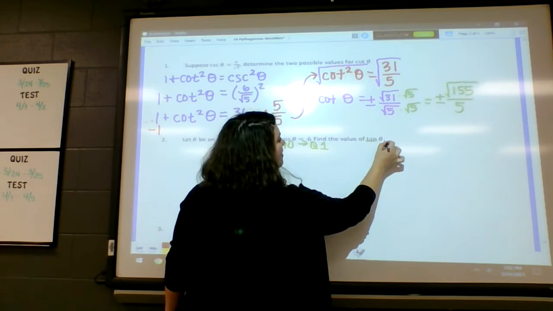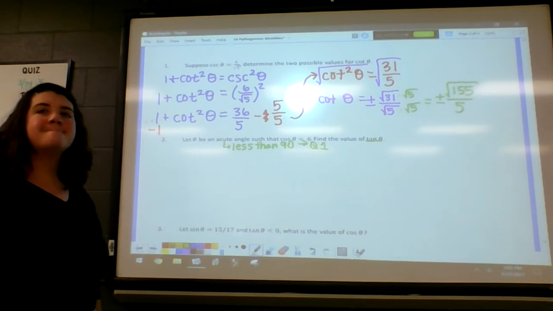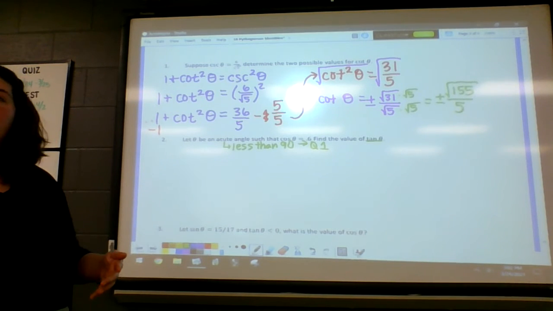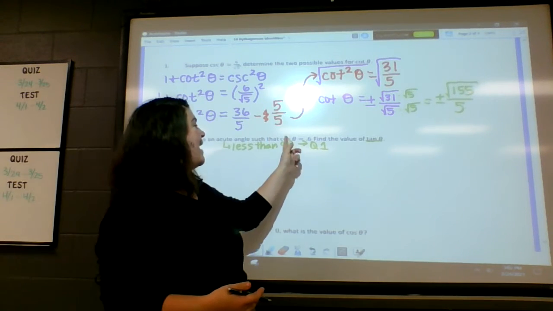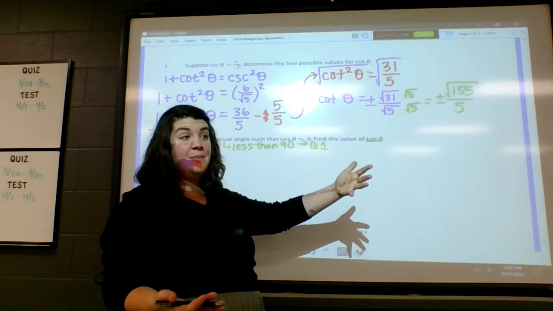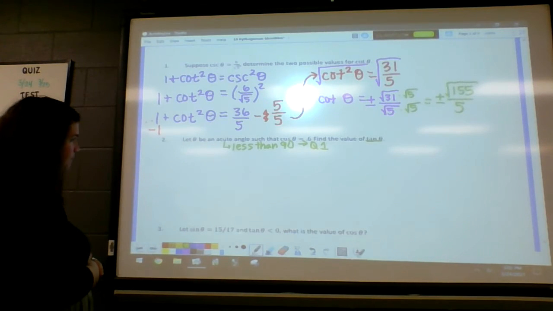So if I ask you to find the value of tangent in Q1, is that positive or negative? That's going to be positive. So when we do this problem and we go to take the square root, the plus or minus, we don't need to worry about it because we're saying, hey, less than 90, so it's in Q1, so tangent is going to be positive. So I don't want the plus or minus, I just want the plus, right?